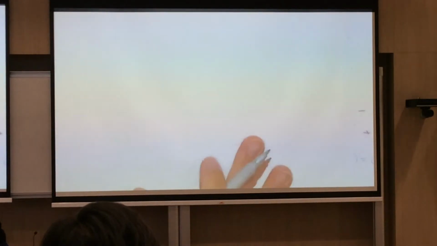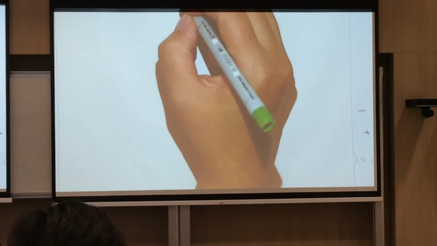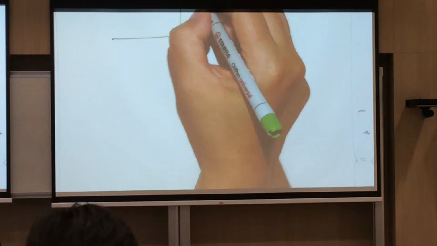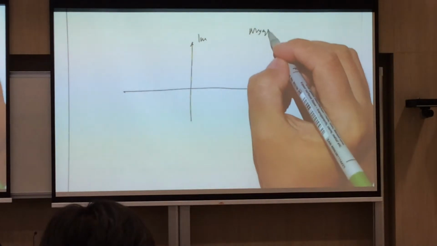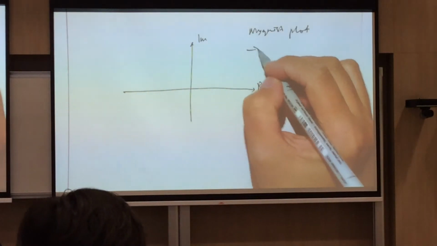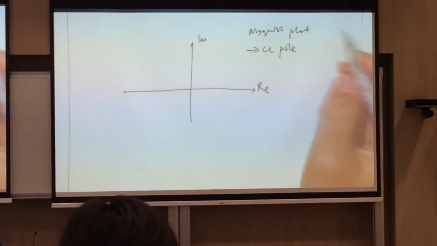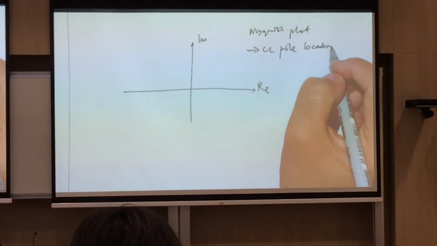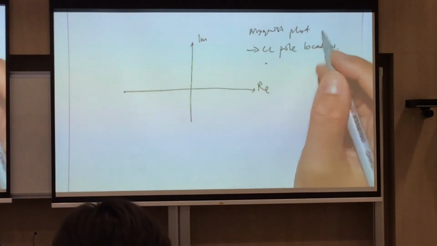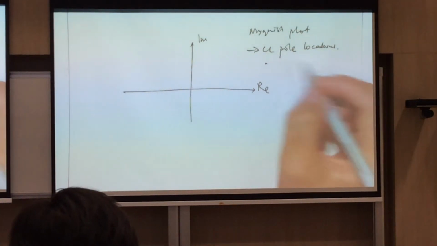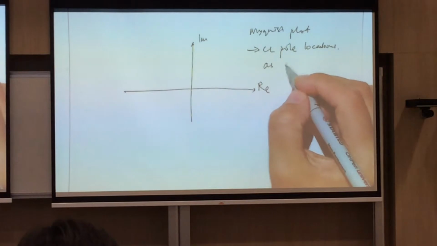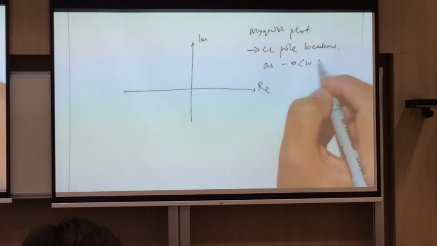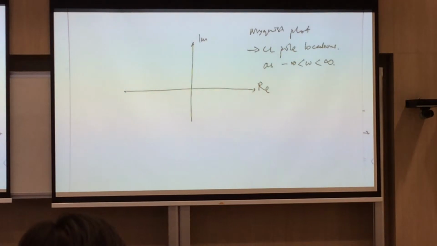let me just draw you something, right? I'm not good at drawing, but I think I'm better at drawing than explaining stuff. Okay? Imaginary, real. Yeah? That's the Nyquist plot. The Nyquist plot is a plot of closed loop locations. You will be able to find out what the closed loop location is as omega goes from minus infinity to infinity. Right?